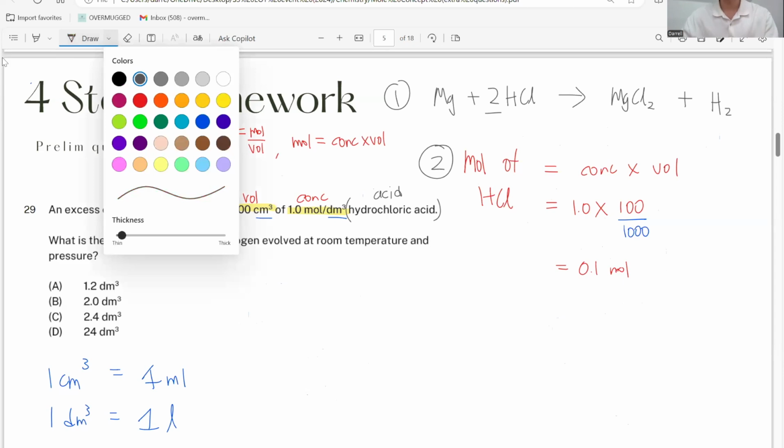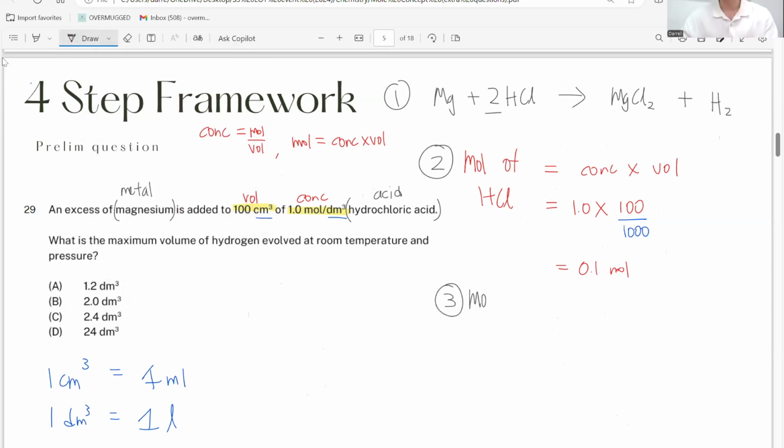Step 3 is where we consider it to be slightly more challenging as we are doing mole ratio. Now let's recall, mole ratio will be between 2 things. It will be between what I have found in step 2 with what I want to find in step 4. What have I already found? I have found HCl, right? What is the question asking me for? Is it magnesium? No, right? Actually, the question is not asking me for magnesium. What do they ask me to find? Maximum volume of hydrogen. So the mole ratio comparison here should be between what I have found in HCl with what I want to find, which is H2.